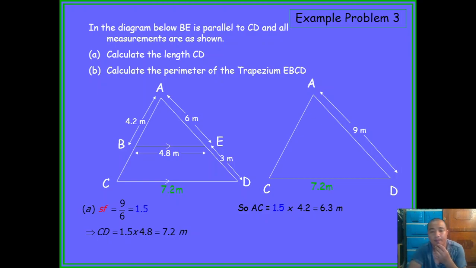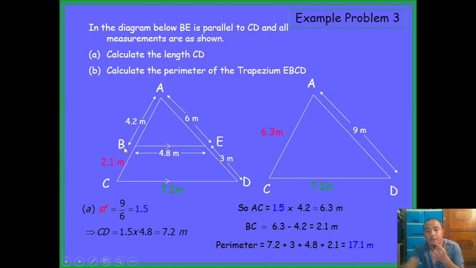So AC is equal to 1.5 times 4.2. Let us first solve for AC now. 6.3 yung AC. So 6.3 minus 4.2 is 2.1. 2.1 yung BC. Okay, you can now be able to solve the perimeter. 4.8 plus 3 plus 7.2 plus 2.1, the perimeter of the trapezium EBCD is 17.1 meters.